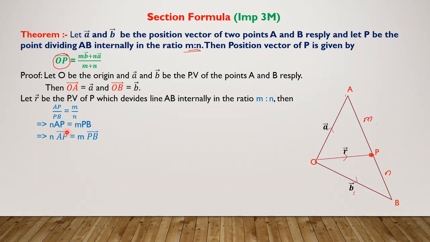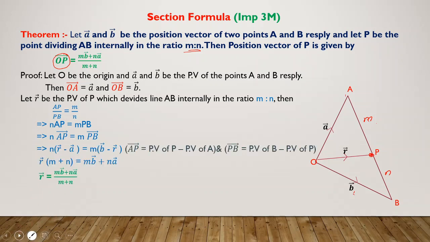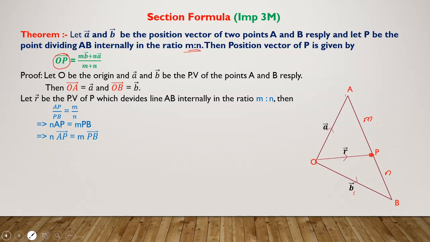Okay, now I need to find vector AP. What is meant by vector AP? As I said, it's joining 2 points. Vector AP is a vector joining 2 points, which are they? A and P. That is initial point A and terminal point P. Correct? Then what is the position vector of AP?